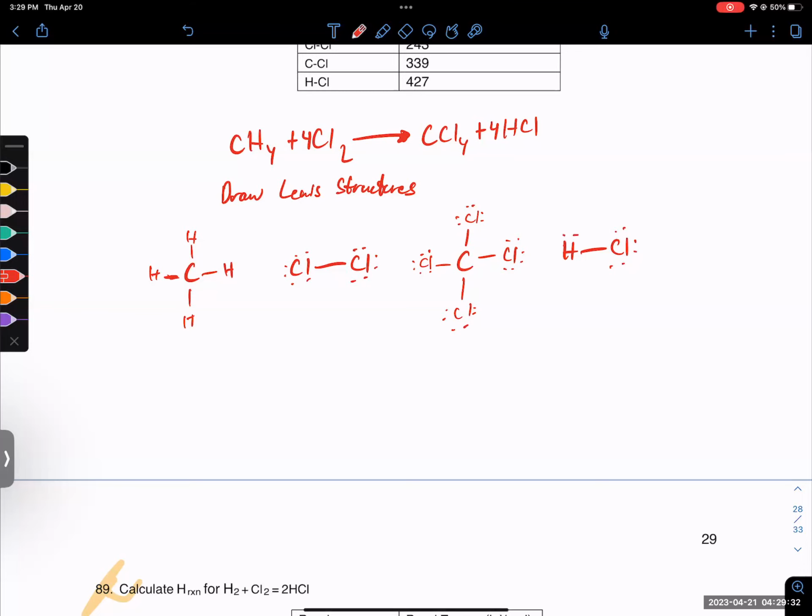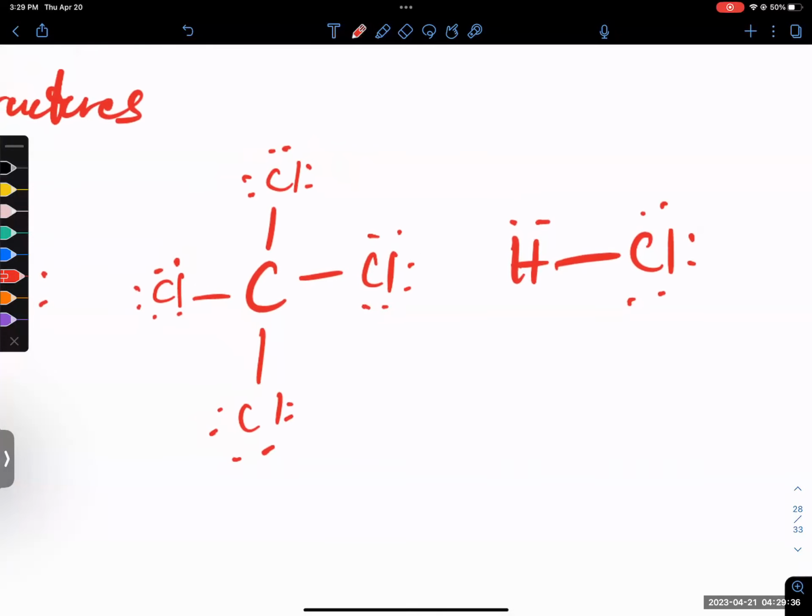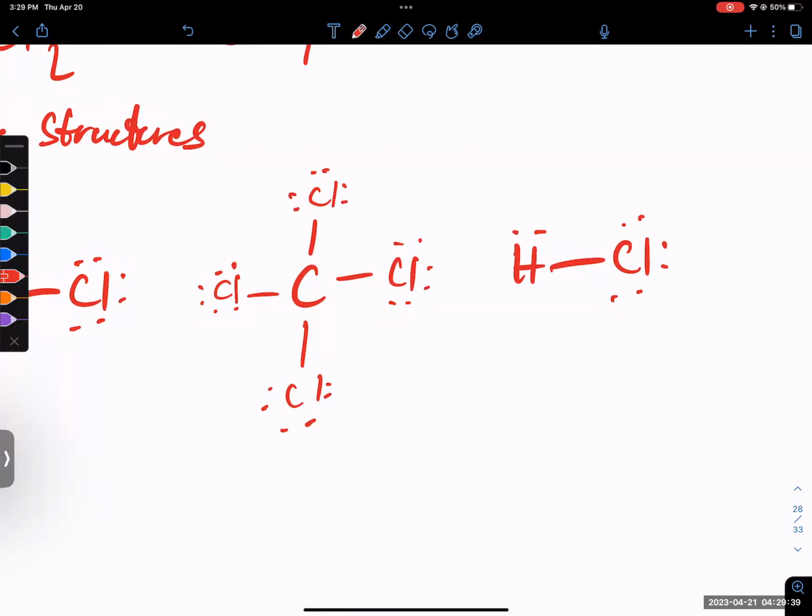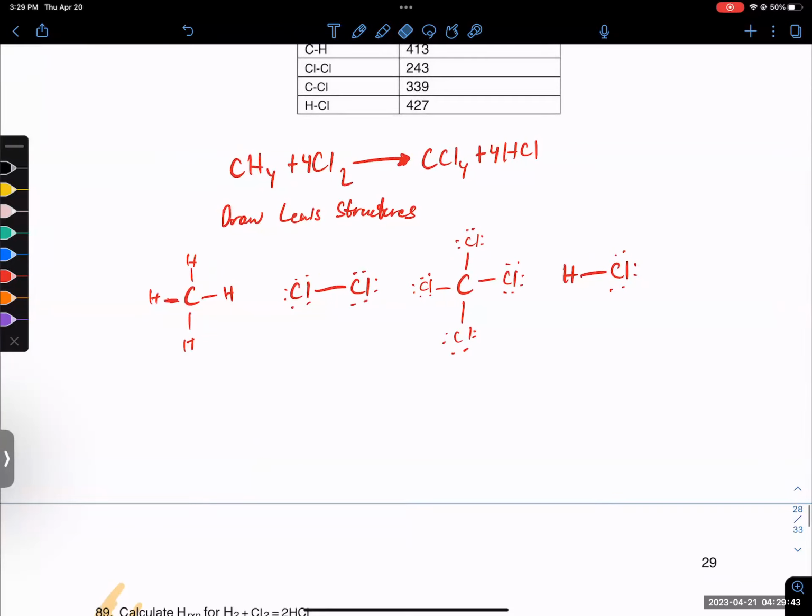This is it, right? Why not? Because there's a lone pair on hydrogen. Why shouldn't you put a lone pair on hydrogen? Yeah, it's because you need only 2 electrons to satisfy it. Just testing y'all out.